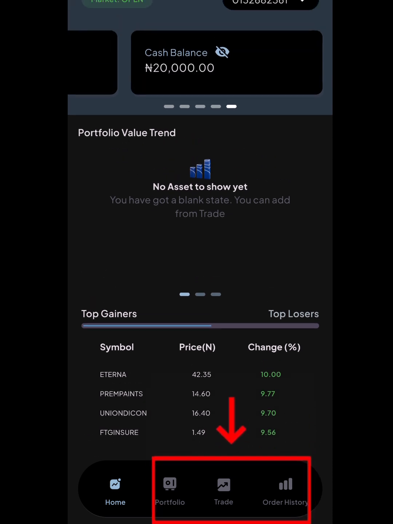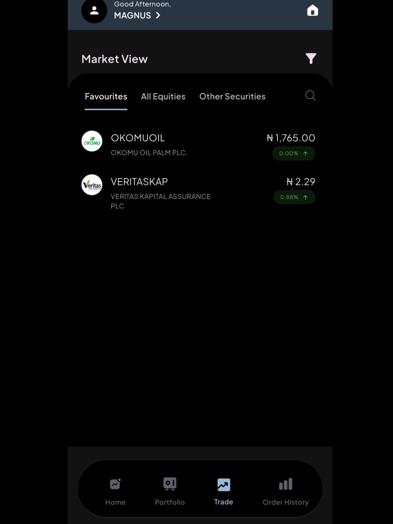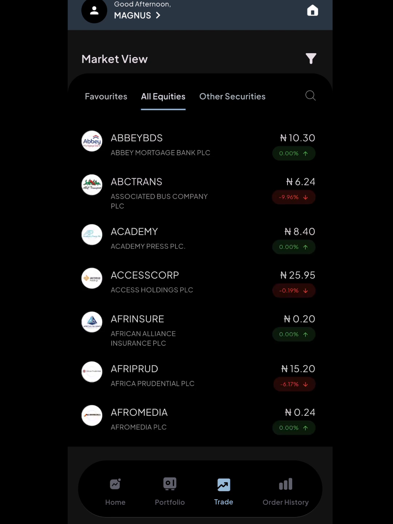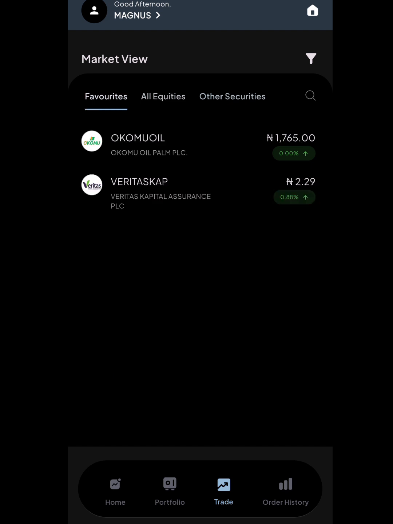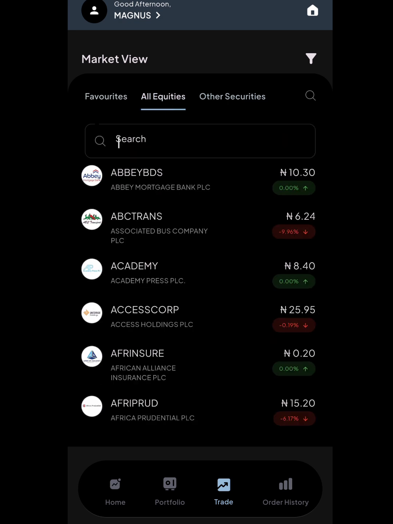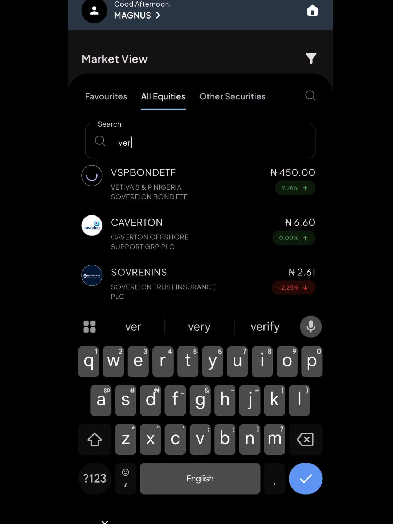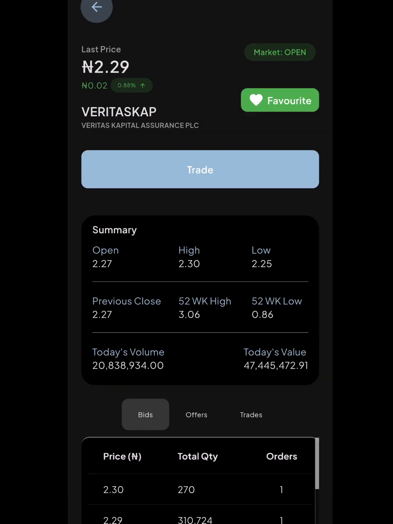So I am going to come to trade. Here it says trade. You click on trade. When you click on it, you can use the all securities here, then search for it, or just if you've added it to your favorite, you can favorite it. But for the sake of this tutorial, I'll click on all security, use the search and search for Veritas cap.